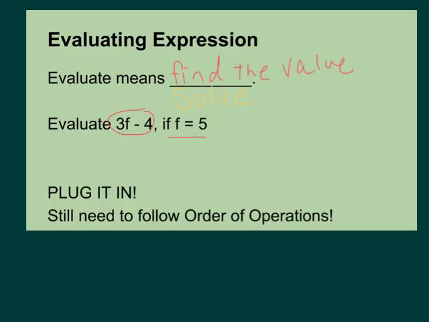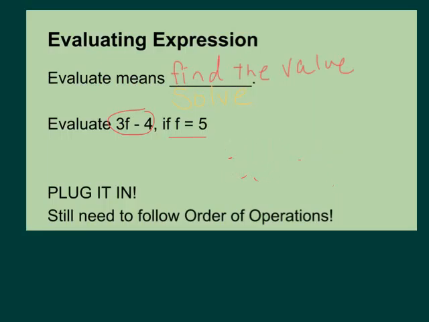So the main thing that you have to remember is just plug it in. And then what becomes important is that you still need to follow order of operations. So when we plug it in, we need to remember, what does 3f standing next to each other mean? First, let me tell you what it does not mean. 3f minus 4 does not mean 3, write a 5 next to the 3 and then subtract 4. 3f is not 35. No, no, no, no, no.